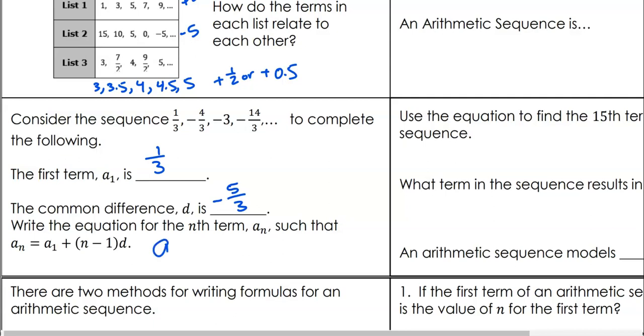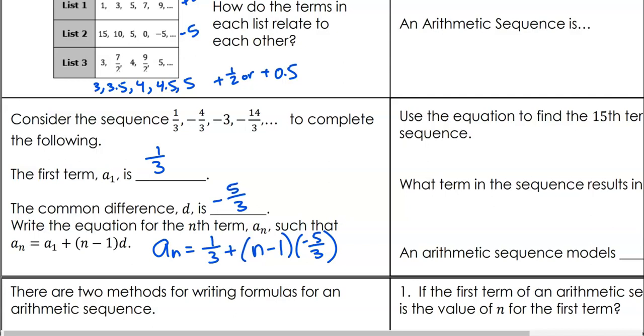So we say a sub n, so that means to find any term in this sequence. I could use this formula to get the 100th number. To find any number in this sequence, I have to use my first value, which is 1/3. I'm going to add to that n minus 1, times our d, which in this case is -5/3. So n is which number in the sequence we're looking for. If I want you to find the 12th term, the n is 12.